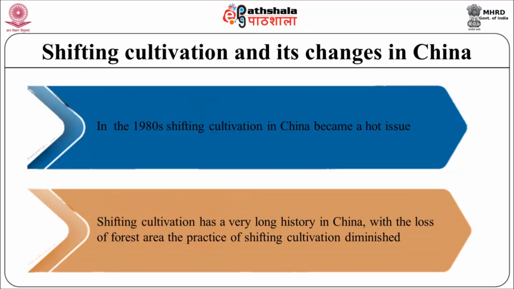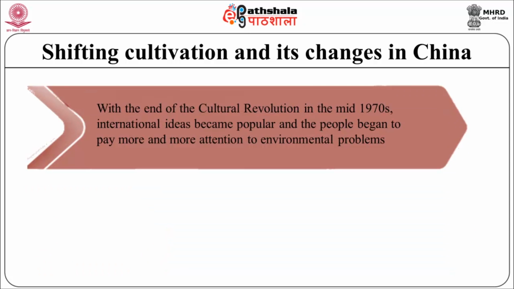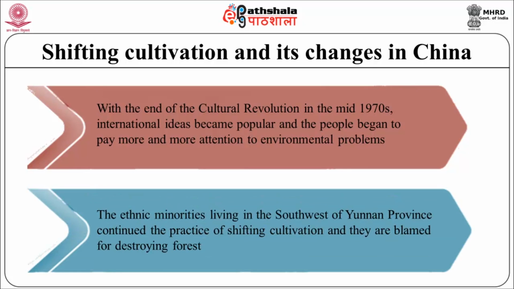Shifting cultivation has a very long history in China. With the loss of forest area, the practice of shifting cultivation diminished. With the end of the Cultural Revolution in the mid-1970s, international ideas became popular and people began to pay more and more attention to environmental problems. However, the ethnic minorities living in the southwest of Yunnan province continued the practice of shifting cultivation, and they are blamed for destroying the forest.